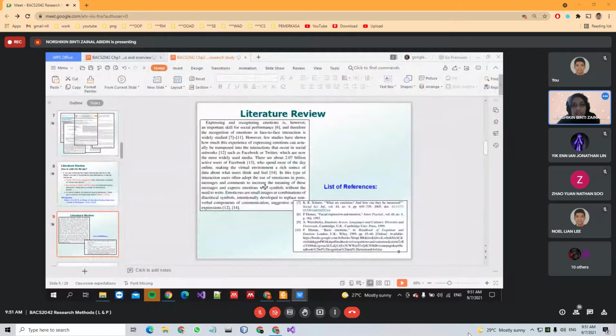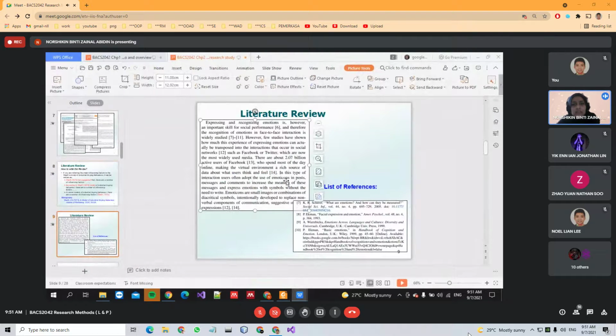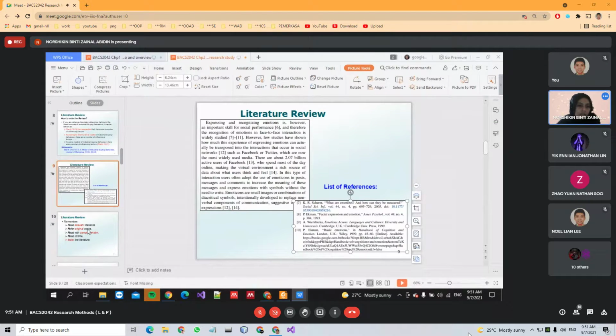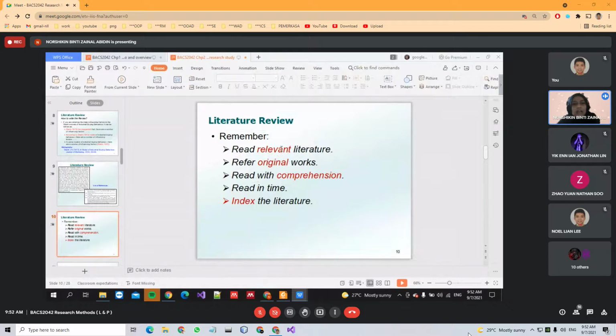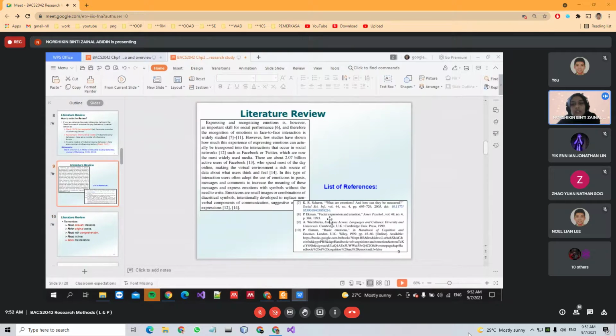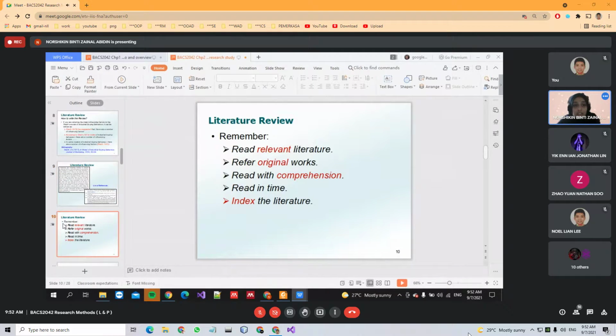So this is another example. Every literature or every source that you include in your paper, you need to include in your reference part. And remember, for your LR, you need to find the relevant, original, comprehensive, and indexed sources. Index means you include them here in your list of references.